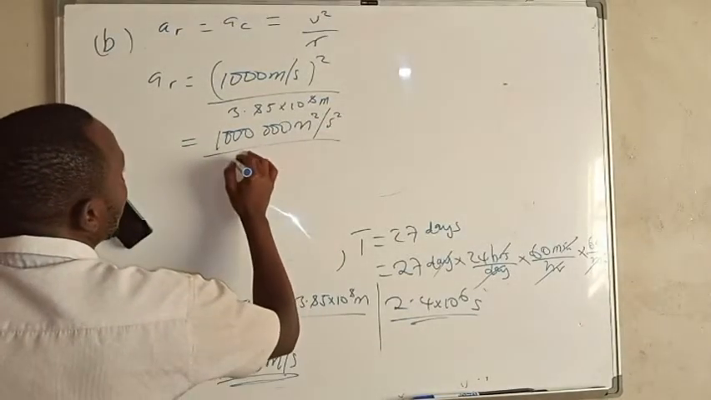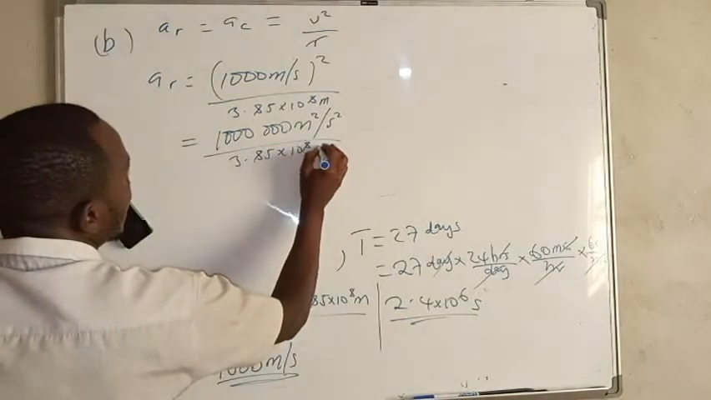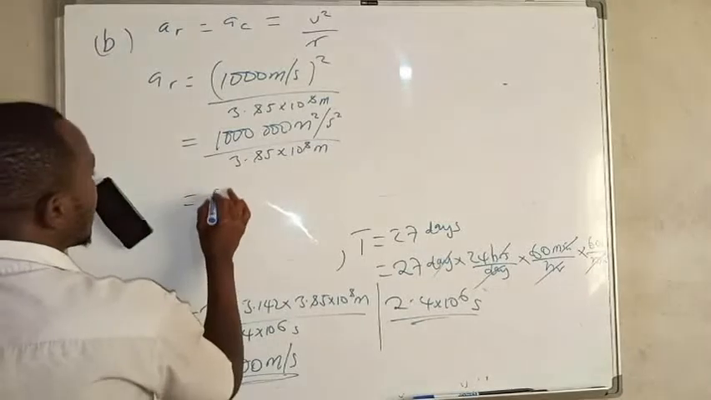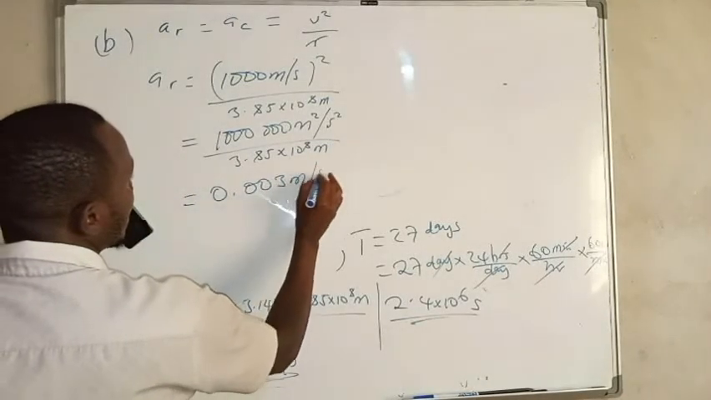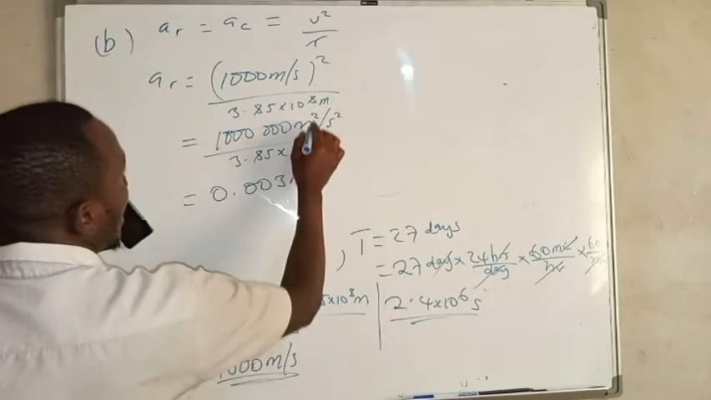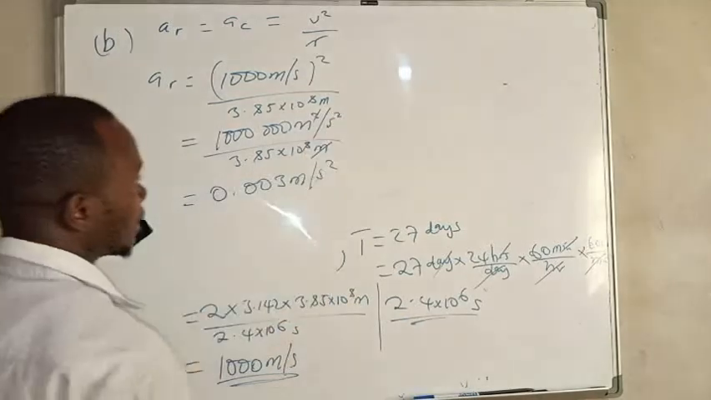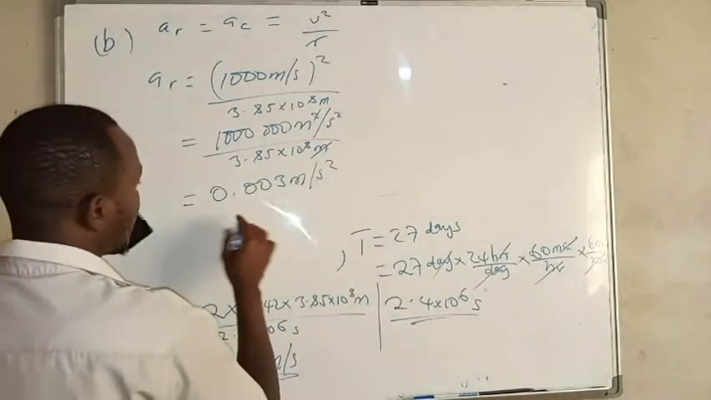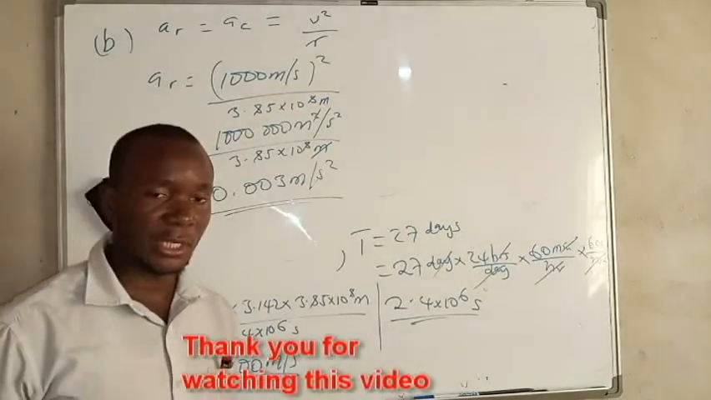3.85 times 10 to the power 8, which is 0.003 meters per second squared, because the meters cancel and we're going to have meters per second squared here. So this is the value for the radial acceleration of the moon.